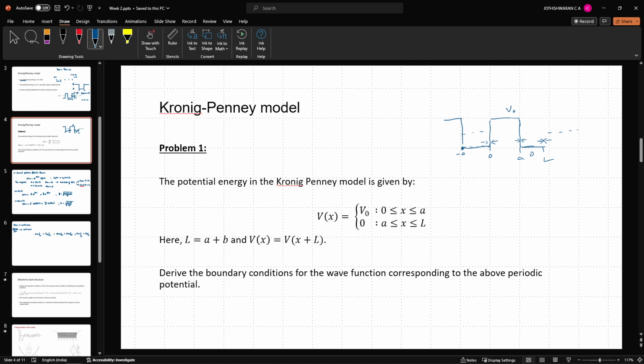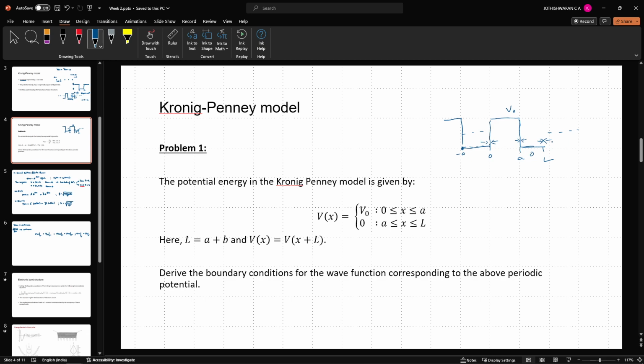So what do I mean by 0 plus? It means 0 plus delta, a small region to the right of 0, and 0 minus is a small region to the left of 0. So whatever is to the left of 0, 0 minus, is the same as L minus, and 0 plus is the same as L plus. This is due to the periodicity.